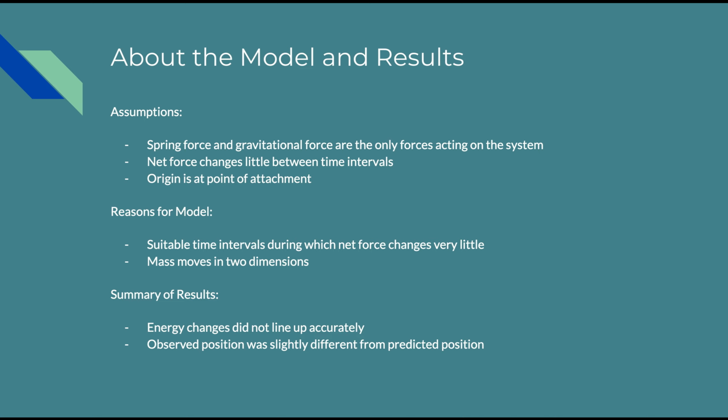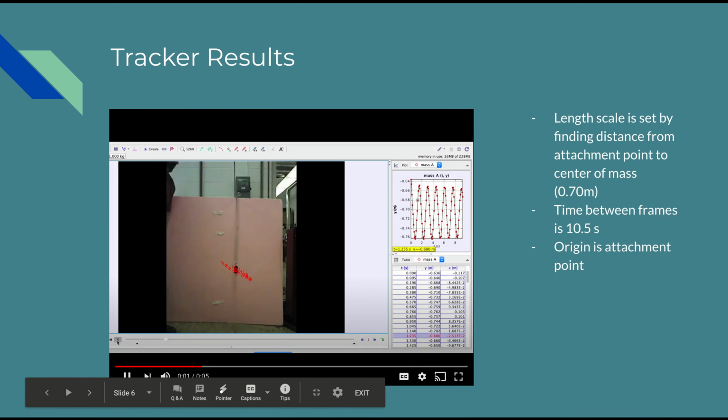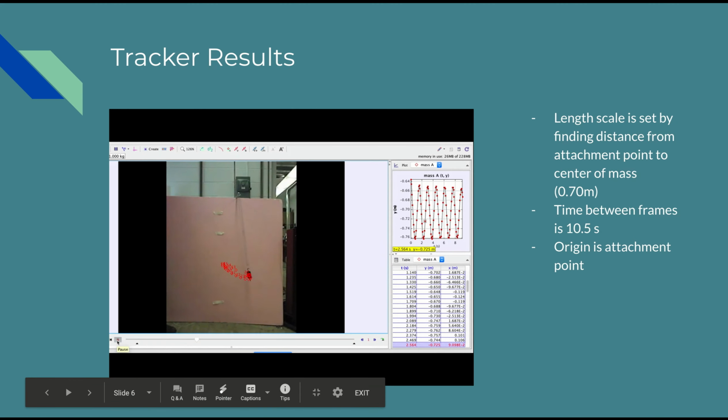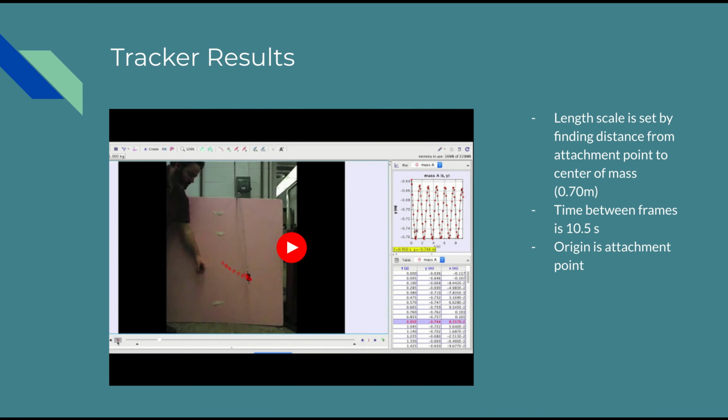To summarize the results before diving in, I found that the observed data varied a little with the predicted data. Additionally, energy changes did not line up accurately. In Tracker, I set the length scale to 0.7 meters, which is the distance from the attachment point to the center of mass. The time between frames is 10.5 seconds, and the origin is the attachment point.